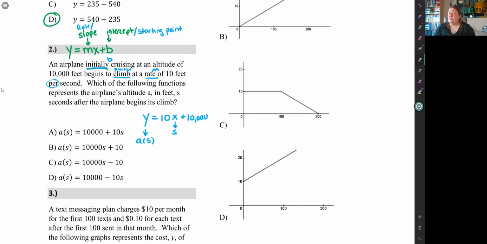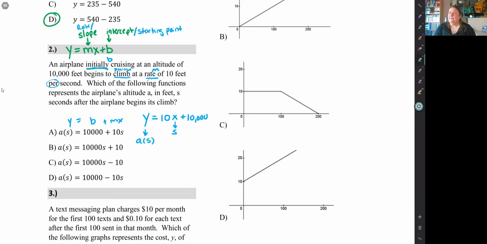Another thing that they did with the answers to make it a little bit harder to find, instead of saying y equals mx plus b, they kind of did y equals b plus mx. They just switched the order on us. That shouldn't throw us off too much though, because I know 10,000 is the b and 10 is the s.